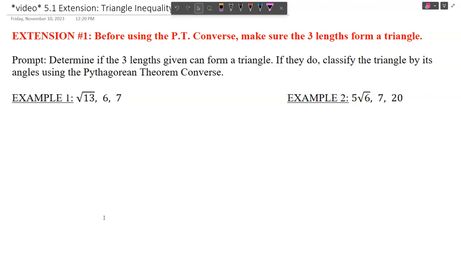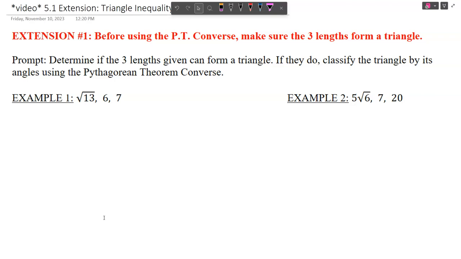We are going to take the converse of the Pythagorean theorem, which you've had a chance to learn, study, and practice, and extend it and connect it to some prior topics we've already talked about in the course. I have two extensions in this video. For the first extension, we are going to go back to talking about the triangle inequality theorem.